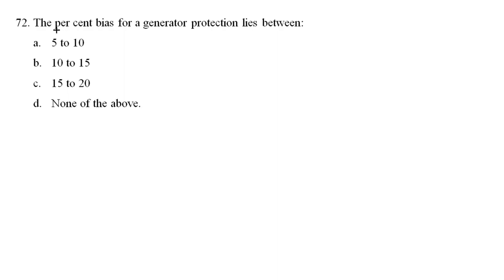72. The percentage bias for a generator protection lies between 5 to 10, 10 to 15, 15 to 20, none of the above. Now this question is on the generator differential protection. We use a differential protection in case of internal fault in a generator winding. Now we use percentage differential protection. So percentage differential protection, as you are aware, there will be two coils, restraining coil and a trip coil.